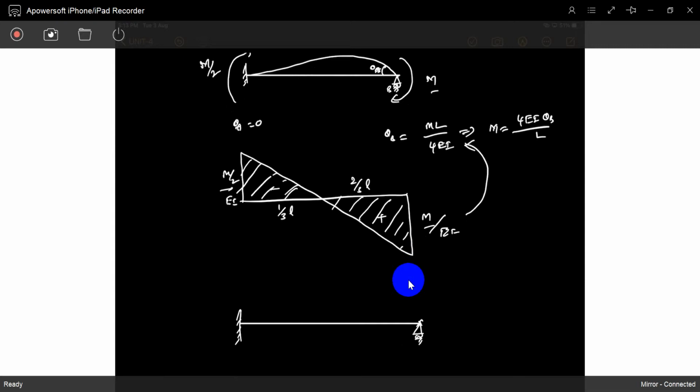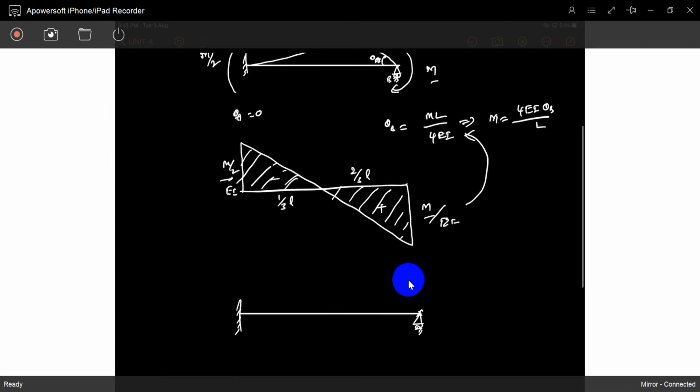and I experience a deflection of theta B. So I will give it otherwise. If you rotate by some theta B at the B end, that means the moment exerted is 4EI theta B by L. Understood? Same meaning. Same thing.